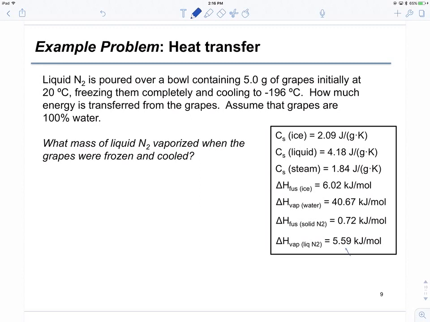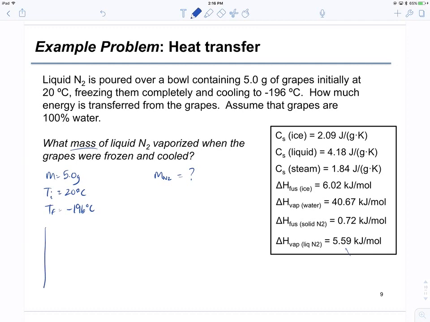Reading the question, we are given some information. We have a mass of 5 grams of grapes initially at 20 degrees Celsius, and we're cooling them to a final temperature of negative 196 degrees Celsius with liquid nitrogen. And we want to know how much energy is transferred from the grapes, assuming that the grapes are 100% water. And then what mass of liquid nitrogen was vaporized in this cooling process.